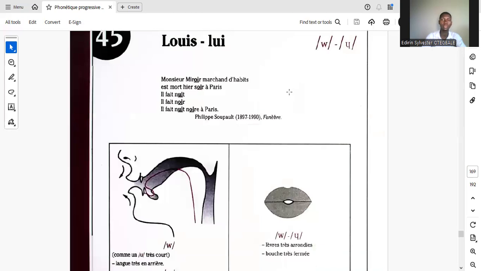So we're taking the first two together that we had for the recording, the wa and the we phoneme. So let's read this together now. You can repeat after me on your own.